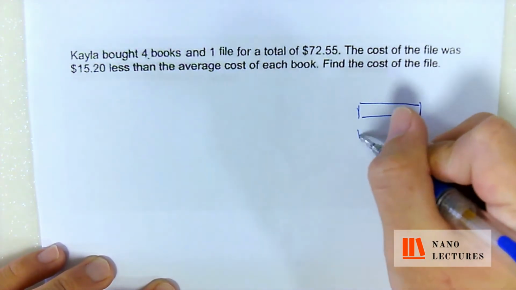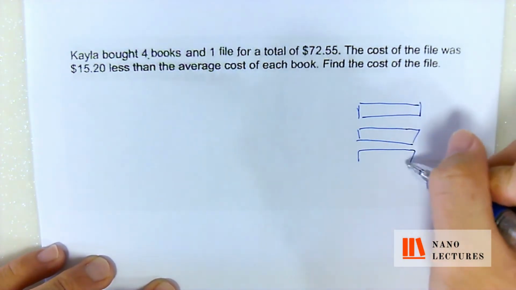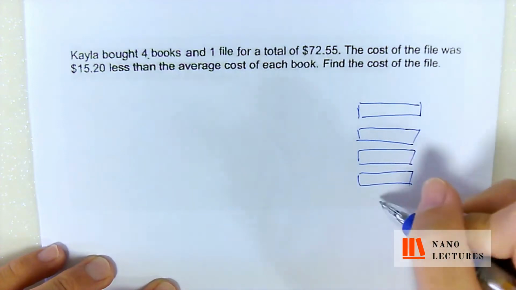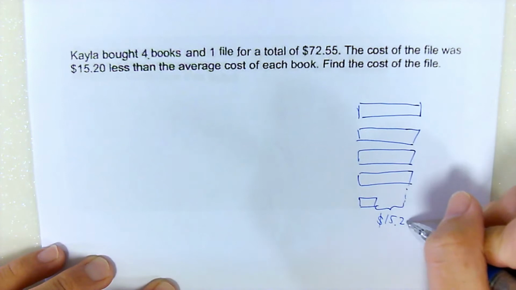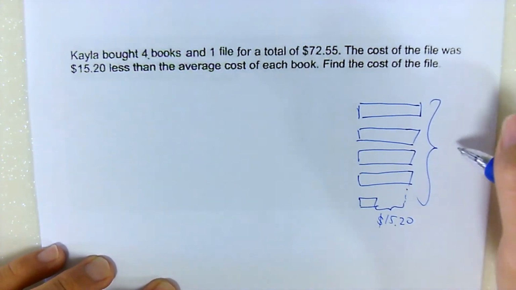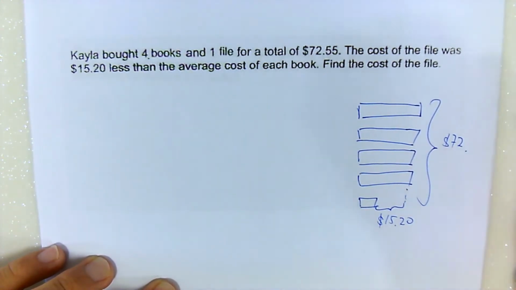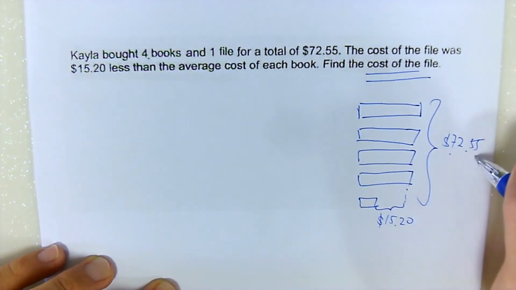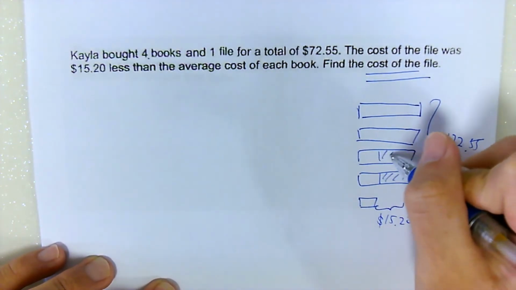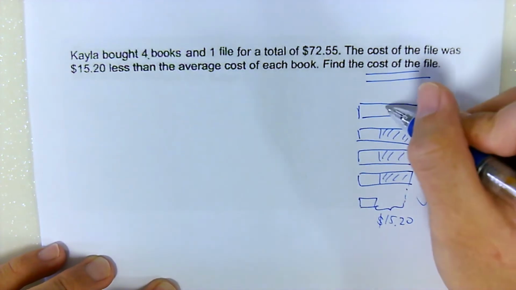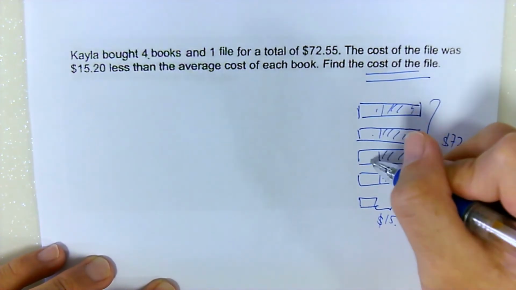1 book, 2 book, 3 book, 4 book, 1 file. Okay, and this 1 file is $15.20 less. Okay, and the total here will be $72.55. They ask you to find the cost of the file. Very simple, right? You take 72.55 minus away 15.20, minus away 15.20, minus away 15.20, minus away 15.20, and then divide by 1, 2, 3, 4, 5.